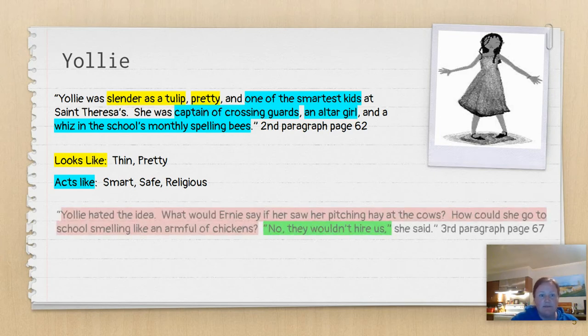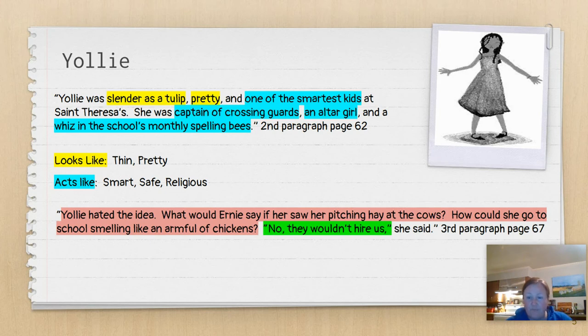Let's analyze the next piece of text. This is from the third paragraph on page 67. Yollie hated the idea. What would Ernie say if he saw her pitching hay at the cows? How could she go to school smelling like an armful of chickens? No, they wouldn't hire us, she said.